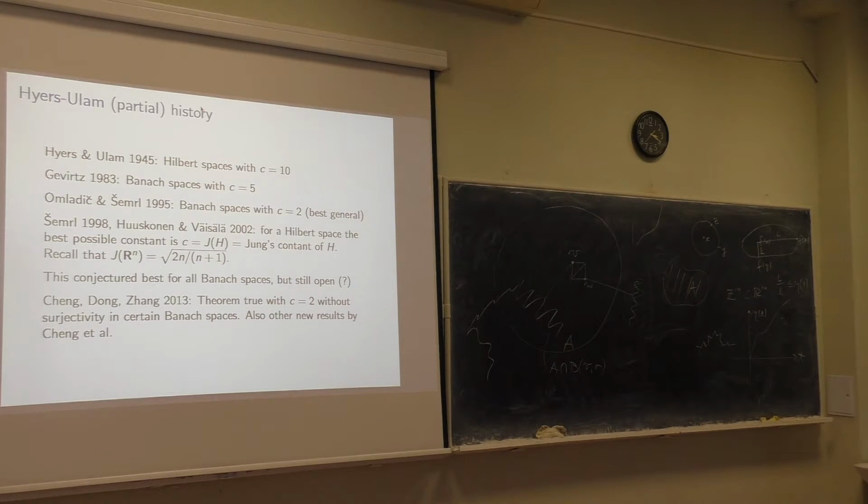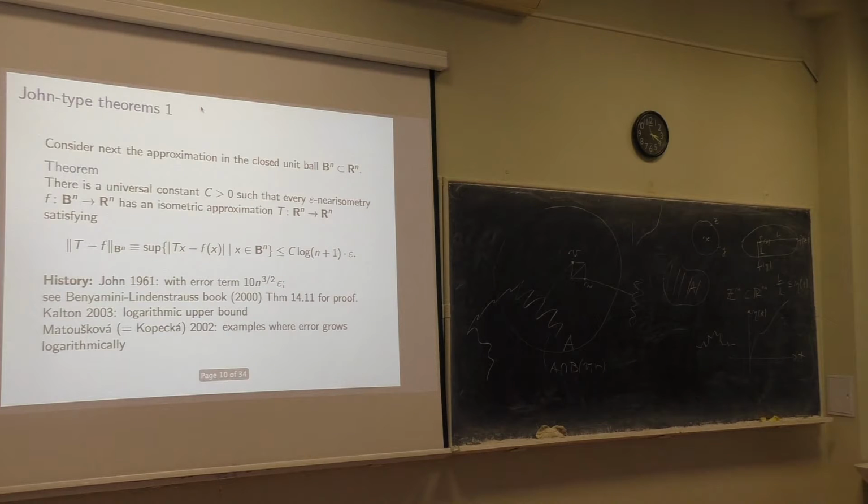But this is for mappings defined in the whole space, so it's not interesting for us because we want to extend mappings, and the extension is very easy if the mapping is already defined in the whole space. So we need to go into subsets and try to find approximation results for subsets.